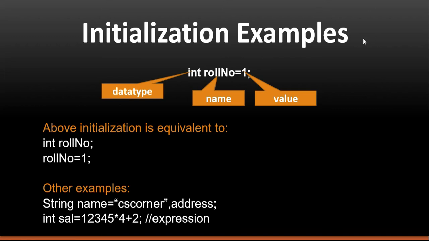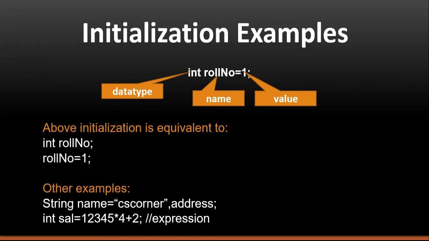This initialization int roll number equal to 1 is equivalent to int roll number. This is nothing but declaration of a variable, and in next line what I'm doing, I'm just assigning value to this variable. So this single line can be split into these two lines also. Int roll number semicolon, roll number equal to 1 semicolon.